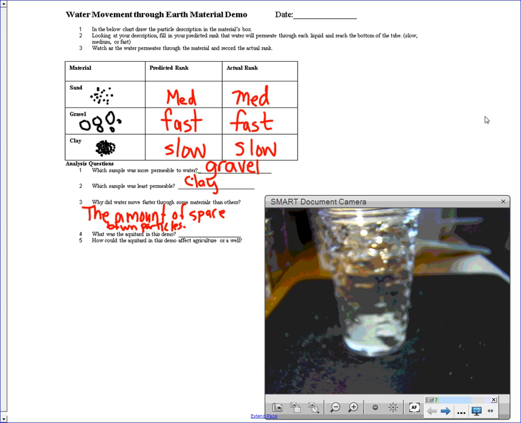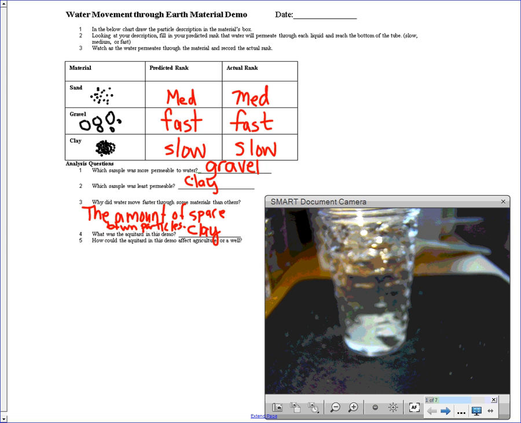What was the aquatard? Raise your hand. The aquatard in this demo. Clay. Why would we say clay was the aquatard in this demo? Chandler. Because it slowed down the water running through the fastest. Or it slowed it down the best. It was much more slower than all of the others. So it almost stopped it.